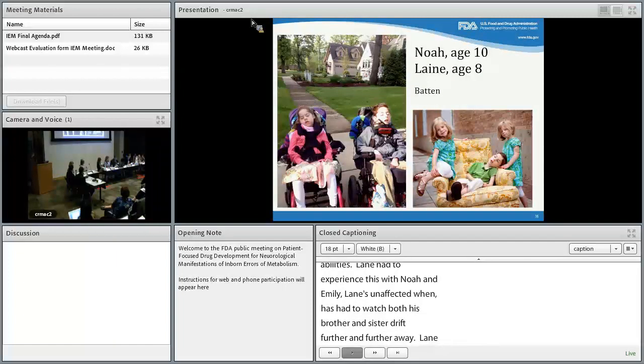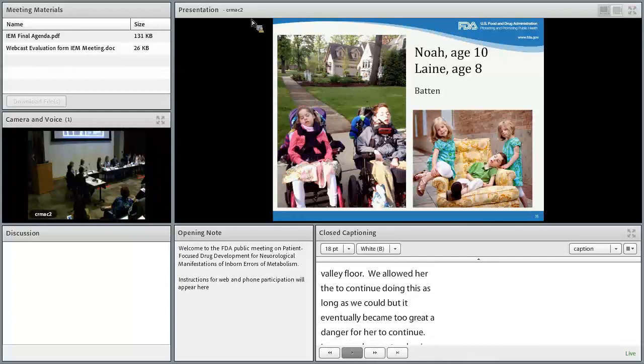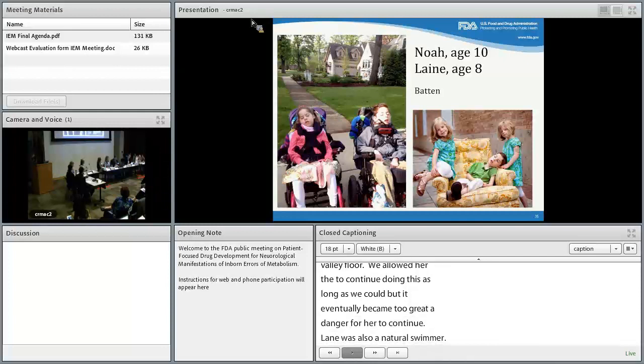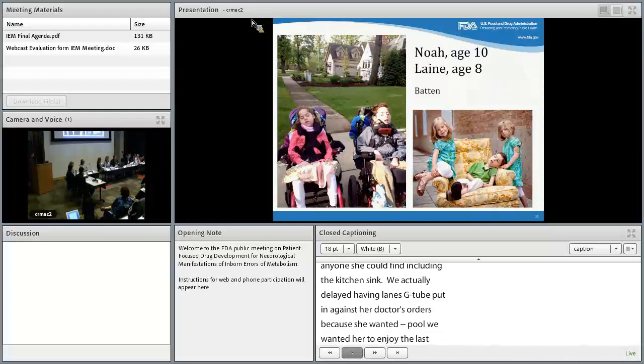Lane loved to dance on the ballet floor with her sister and classmates. We allowed her to continue doing this as long as we could, but eventually it became too great of a danger for her to continue. Lane was also a natural swimmer, loved the pool, the beach, any water she could find, including the kitchen sink. We actually delayed having Lane's G-tube put in against our doctor's orders because we wanted her to enjoy the last few months of summer swimming at the pool, as we knew it would be her last summer of swimming independently.